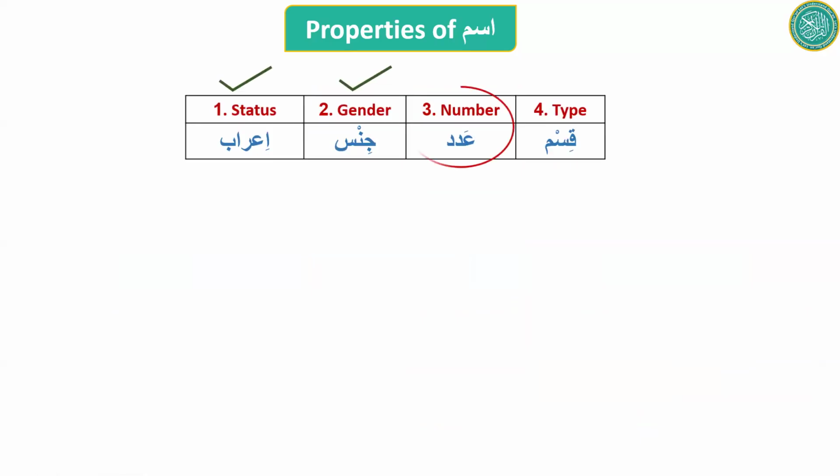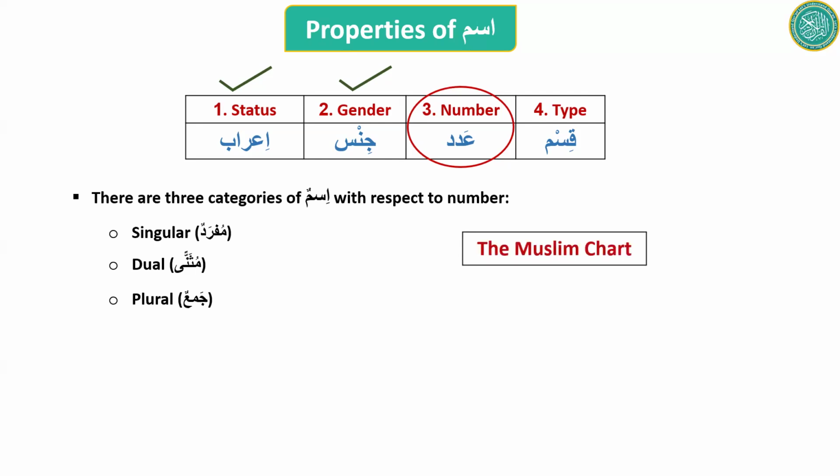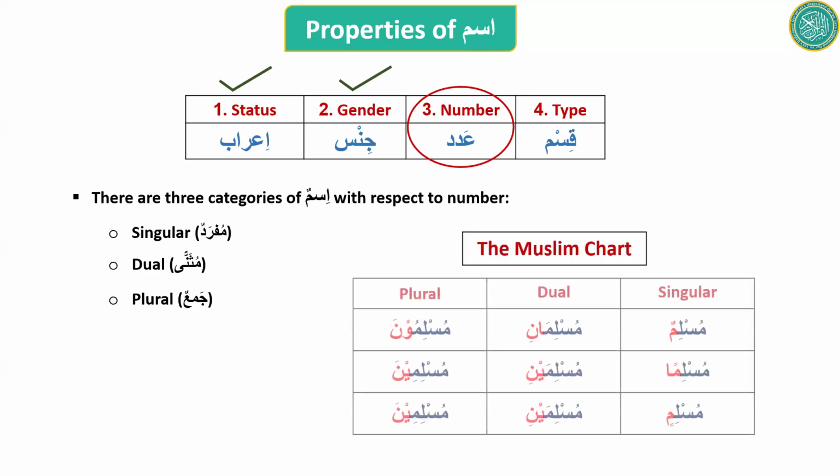What was adad? I mean number. With respect to number, there are three categories only. It could be singular, dual, or plural. And when it is plural, there could be two categories. One is the broken plural, and the other is the sound plural.